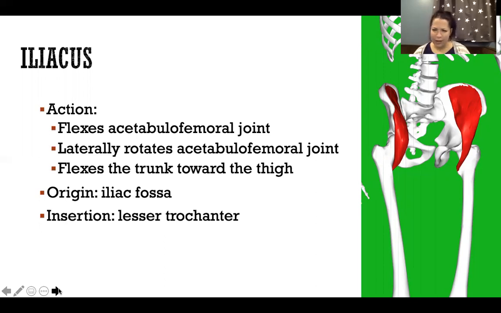That's kind of a tricky thing, because really flexing the trunk towards the thigh is the exact same thing as flexion of the acetabulofemoral joint. It's just that we're stating it in the opposite direction, where we're stating that the origin is going towards the insertion instead of the insertion coming towards the origin. So technically speaking, those two things mean the exact same thing. We're just specifying which attachment is moving.